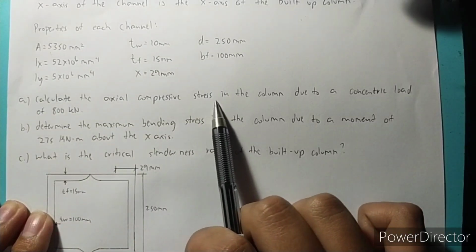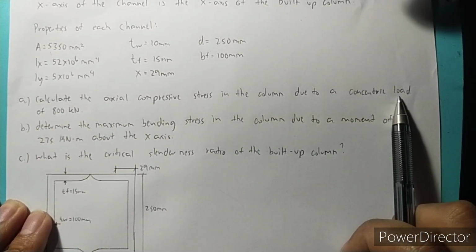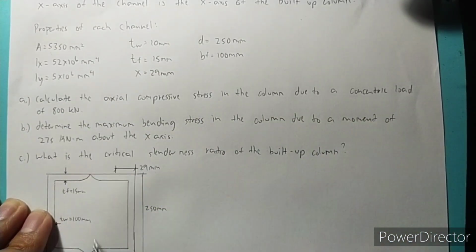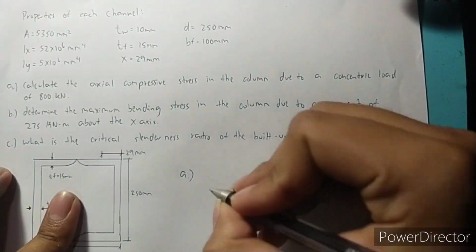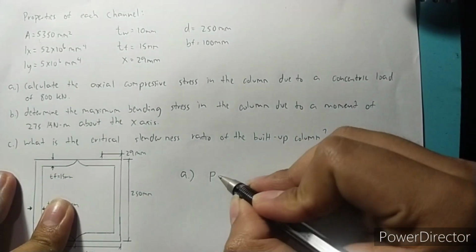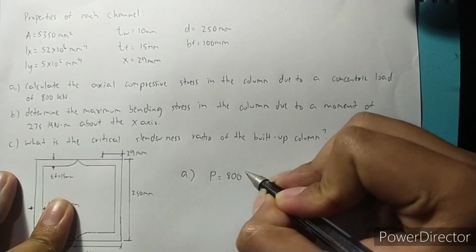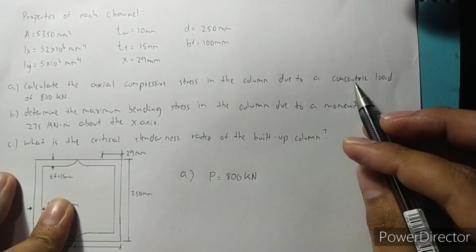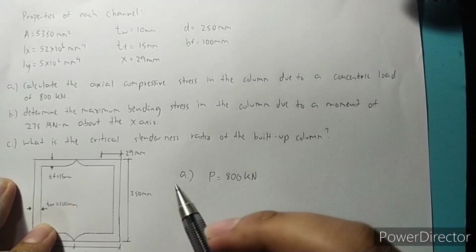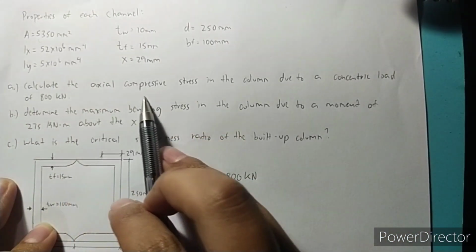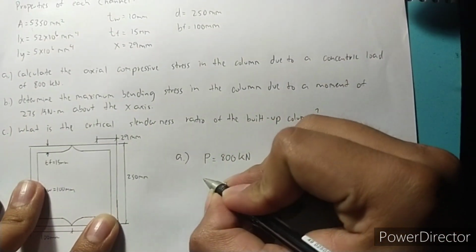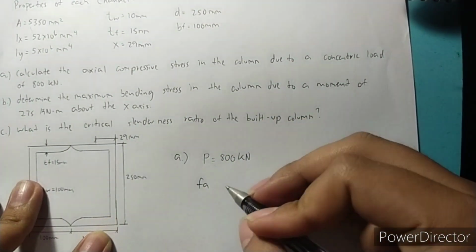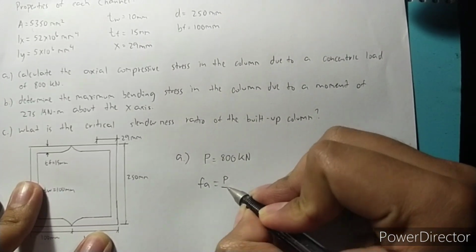Calculate the actual compressive stress in the column due to a concentric load of 800 kN. For A, we have an 800 kN concentric load, and we are looking for the actual compressive stress. The formula is fa, the actual compressive stress, equals P over A.